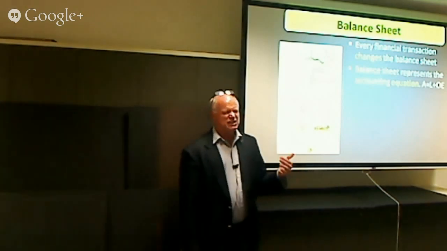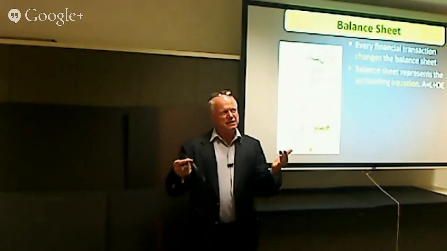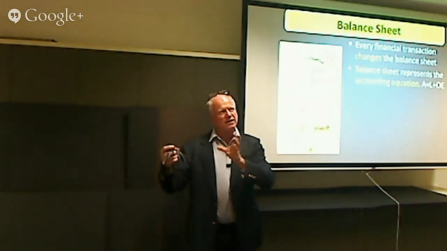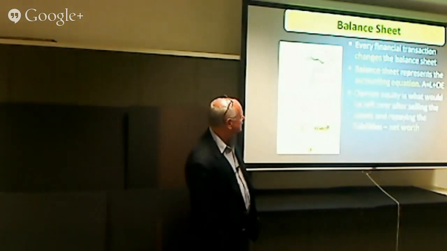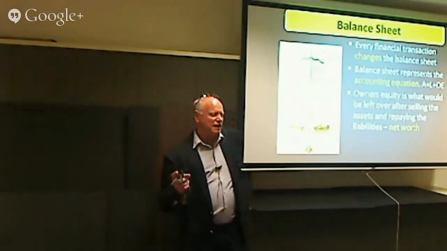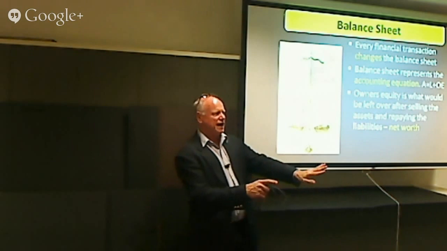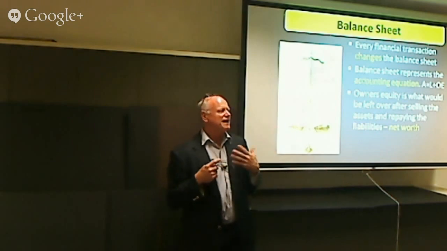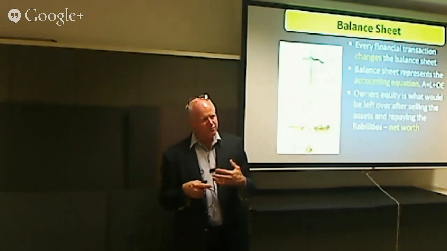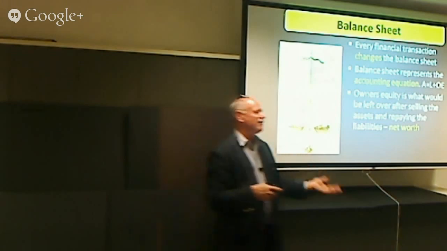The balance sheet is just a representation of the accounting equation, that the claims over the assets are either external parties or internal parties. That's all that actually means. Owner's equity is another way of saying it. If we took all of our assets and sold them off for cash and paid off everyone that we owed money to, what would we have left over? That's what owner's equity is. Owner's equity is the amount that would be left over after paying off all of our liabilities from the sale of our assets. Yes, David?